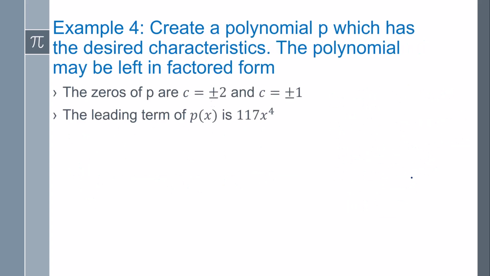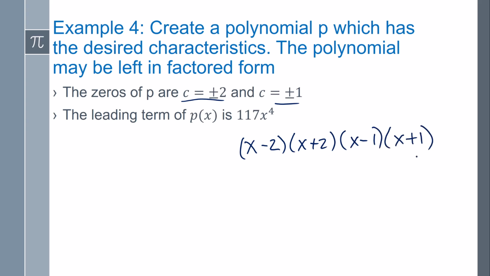Now working backwards, create a polynomial with these desired characteristics. It says my zeros are these values. So x minus my zero: x minus negative 2, x minus positive 1, x minus negative 1. There are my zeros. Now if I multiply this, x times x times x times x gives me x to the 4th. My leading term has to be 117 x to the 4th, so I put 117 in front.